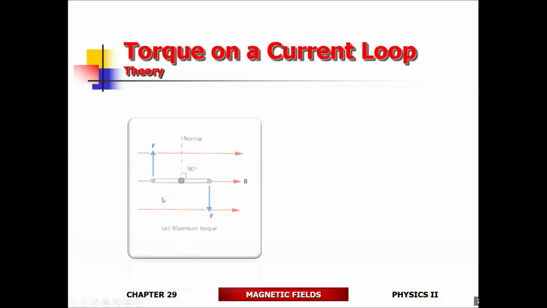One more time, let's just go over it. Current is coming out of the page. Current is going into the page. All right, the magnetic field is from left to right, and it's going to experience a torque in this direction. The force is in the upward direction on this wire, and the force is in the downward direction on the other section of the wire.